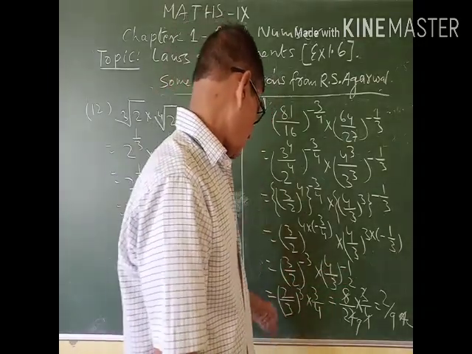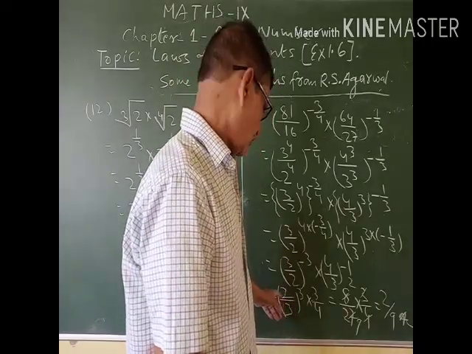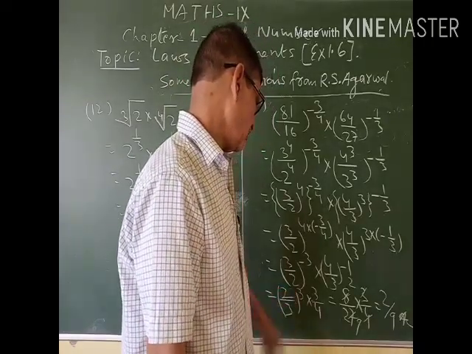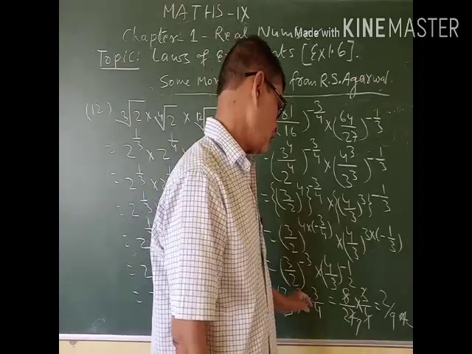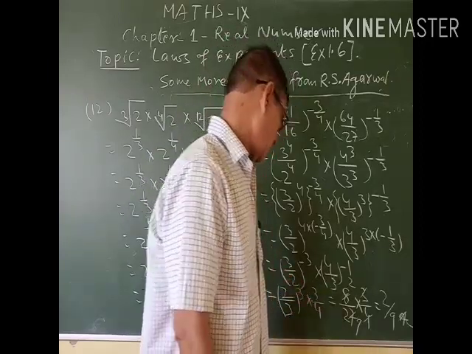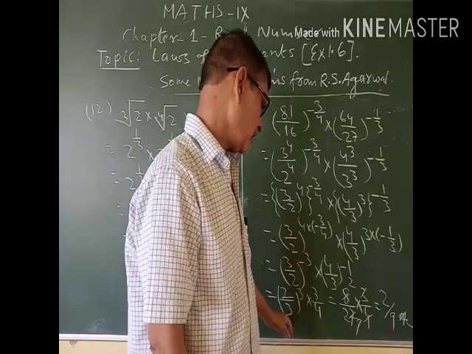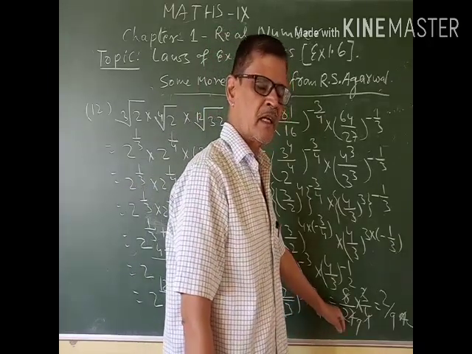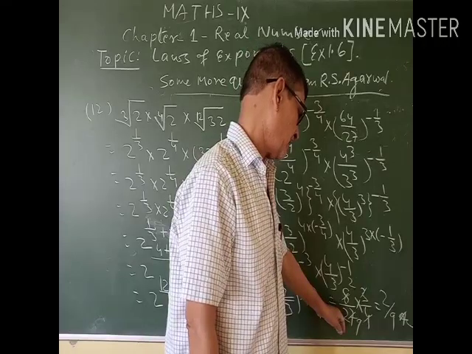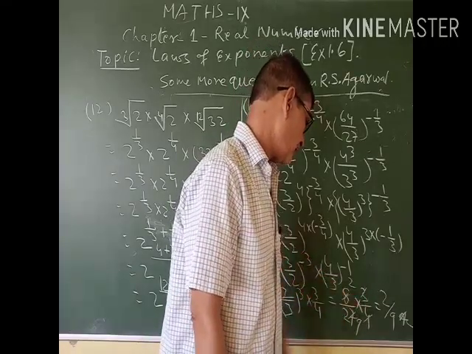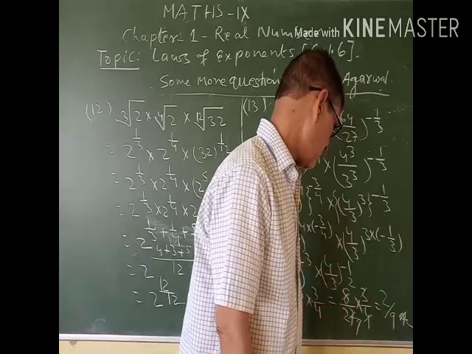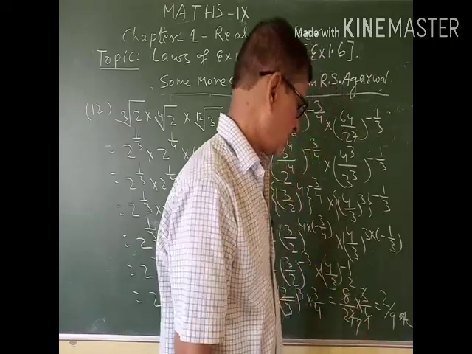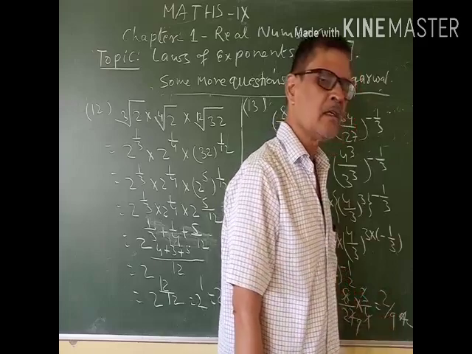Now break it. 2 by 3 to the power cube. Multiply 2 three times, you will get 2 twos are 4, 2 fours are 8. Multiply 3 three times, you will get 3 threes are 9, 3 nines are 27, into 3 by 4. On cancellation, 3 nines are 27, 4 twos are 8, and you will get 2 by 9.